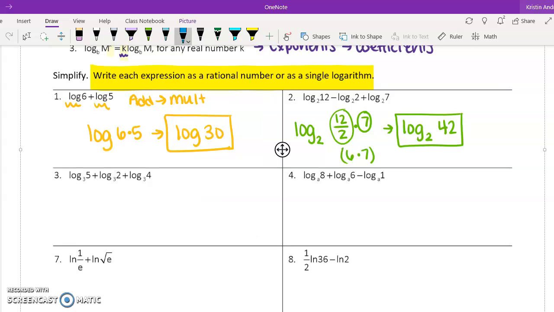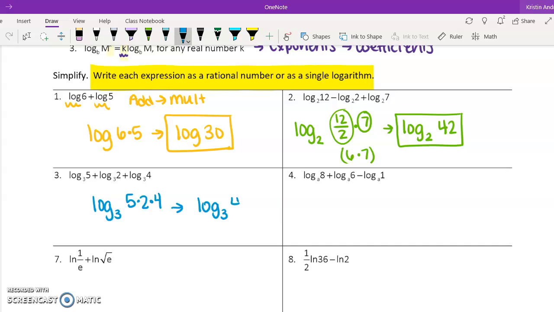Okay, then we have log base 3, 3, 3, and 3. So that would be plus turns into multiplication. So it's 5 times 2 times 4, which is 10 times 4. So log base 3 of 40.